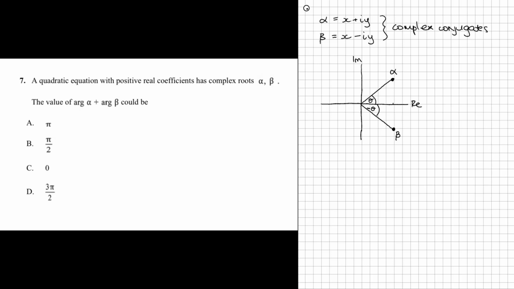And therefore, we can conclude that the argument of alpha plus the argument of beta would be equal to, well, this angle here is the argument of alpha, which I've just defined as theta here. And this angle here is the argument of beta, which is negative theta. So we get theta minus theta, which is equal to 0. And that option there was option C. So the answer to this question is C.